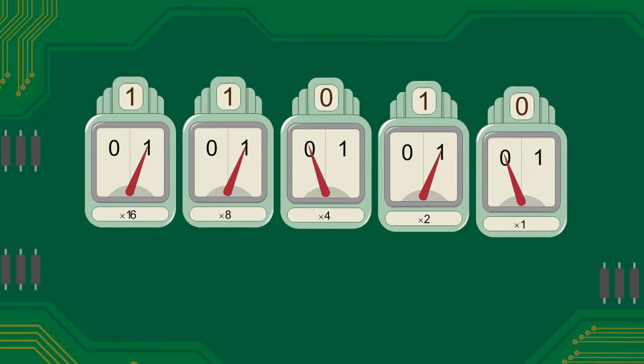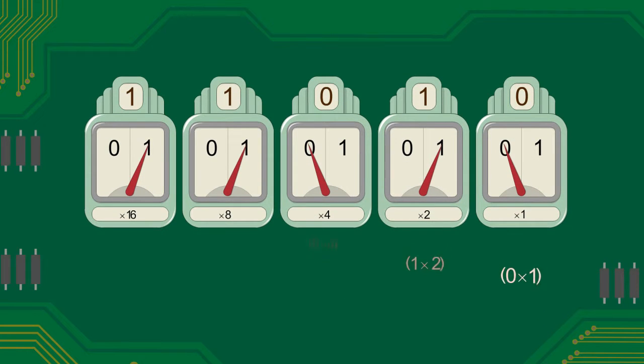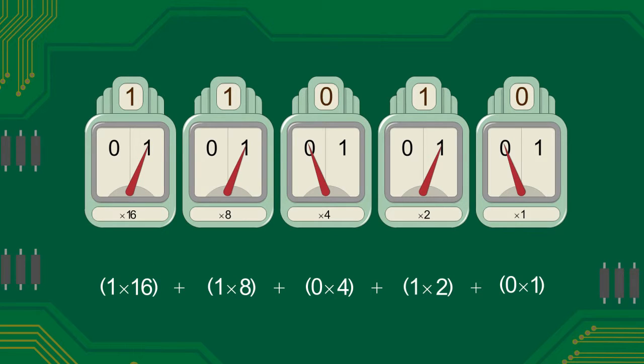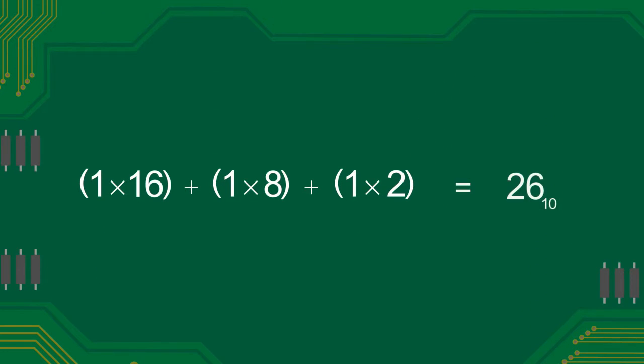And just like decimal or octal numbers, the value of a binary number is the sum of all its digits times their multipliers. Since the digits are either 1 or 0, the calculation is simple. We just add the multipliers of all the columns which contain ones. For example, the binary number 11010 represents 16 plus 8 plus 2, which is equal to 26.